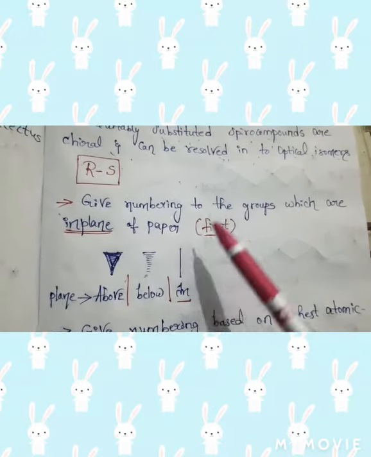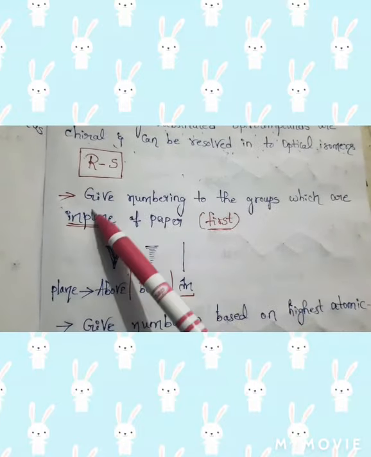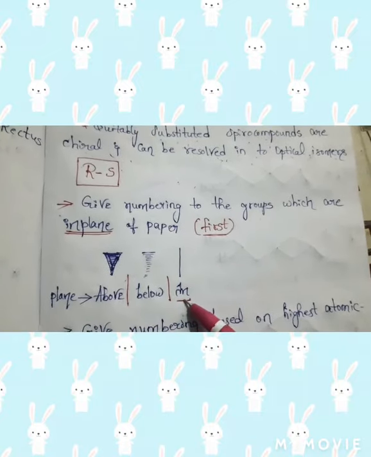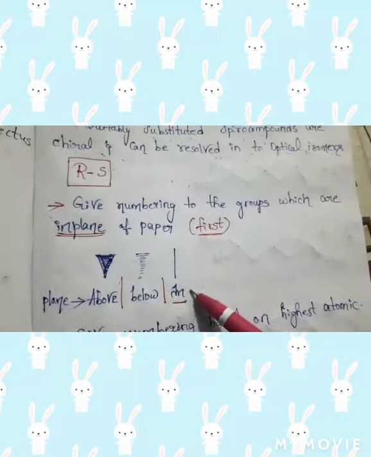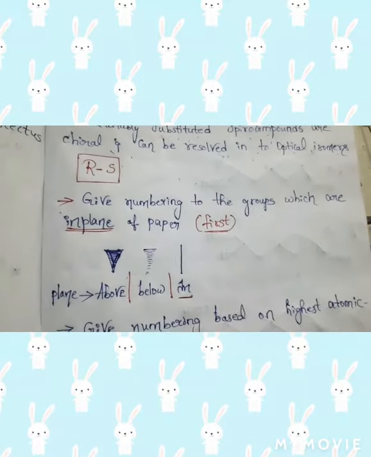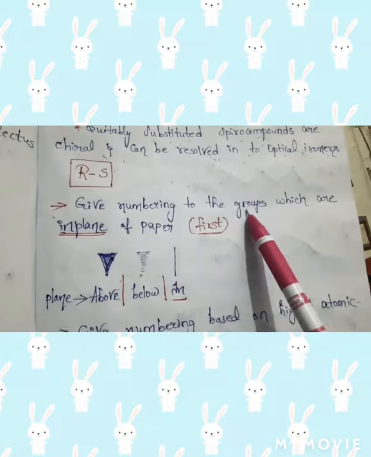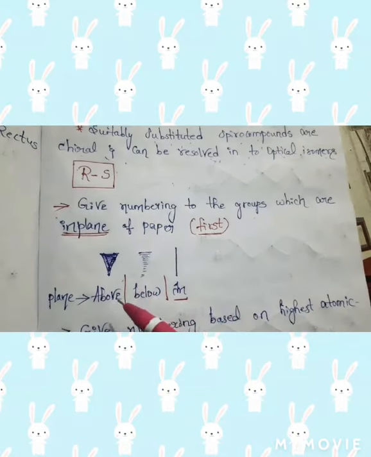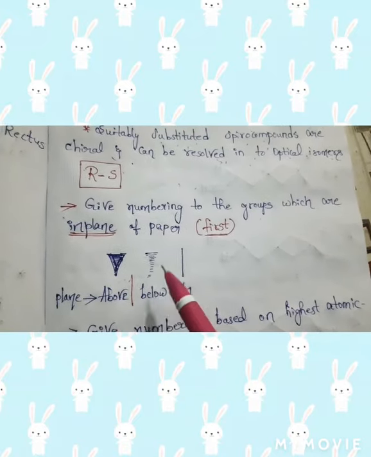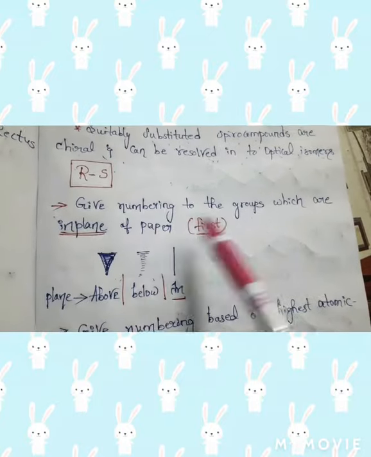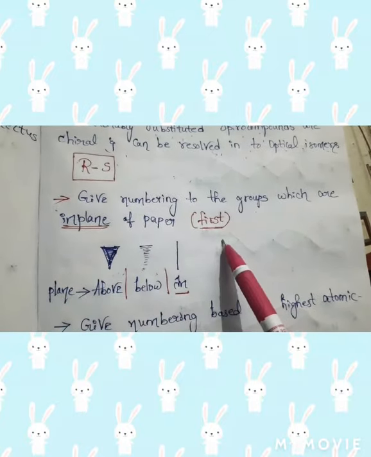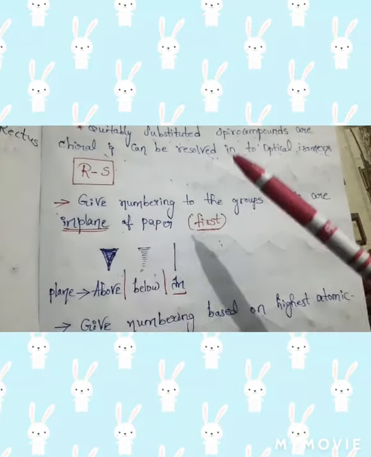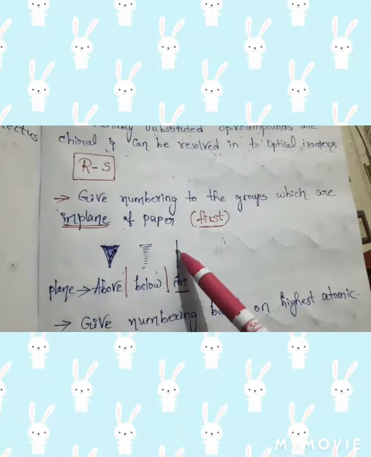In spiro compounds we should give numbering first to the groups which are in the plane. We do have to give numbering even to the groups above and below the plane, but at first we should give numbering to the groups which are in the plane of the paper. Later we will give numbering to the groups which are above and below the plane.